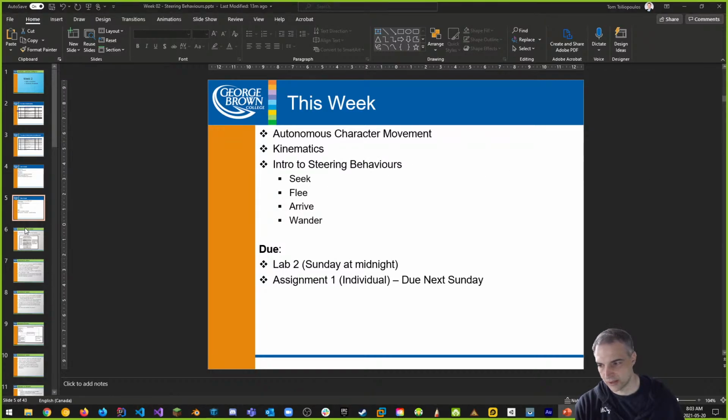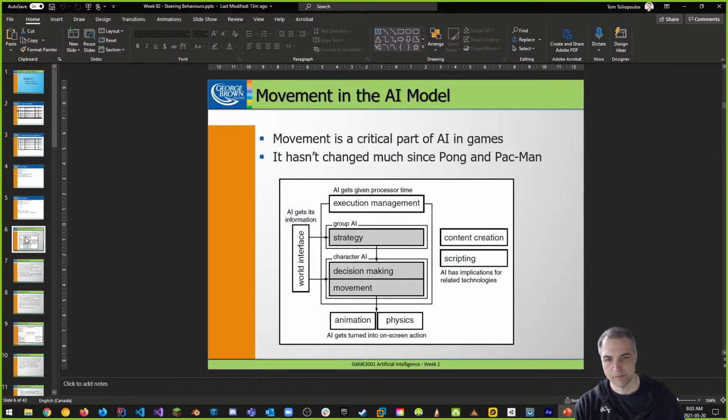Let's get into movement in the AI model. So really, when we think about it, without movement, we don't really have AI at all. I mean, unless you have some kind of tower defense game where you're firing with some kind of a tower that's not moving at all. But still you have movement because you have bullets that are coming at the player, right? So anything like that requires some kind of movement.